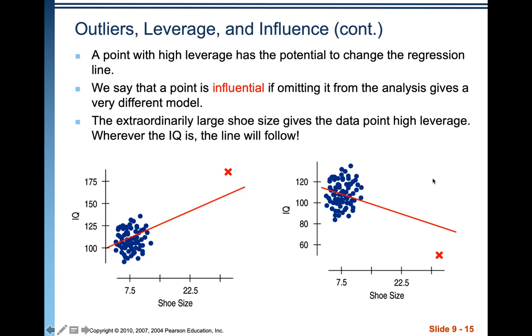However, if we looked at a clown with an IQ at the other end of the spectrum, we would see that it's going to pull the slope of the line down toward it. It's going to increase the magnitude of the slope, but in a negative direction. This point would be influential.